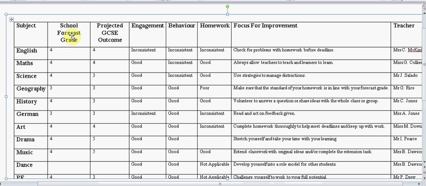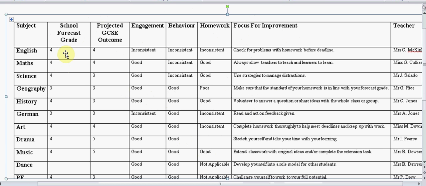So they're able to forecast what the expected outcome at GCSE should be, given how well they performed at the end of their Key Stage 2 SATs. Obviously, students that do well at Key Stage 2 tend to do better at GCSE. Students that find it harder at Key Stage 2 will not do quite so well at GCSE. It's only a forecast grade, and there are of course many students that buck that trend.